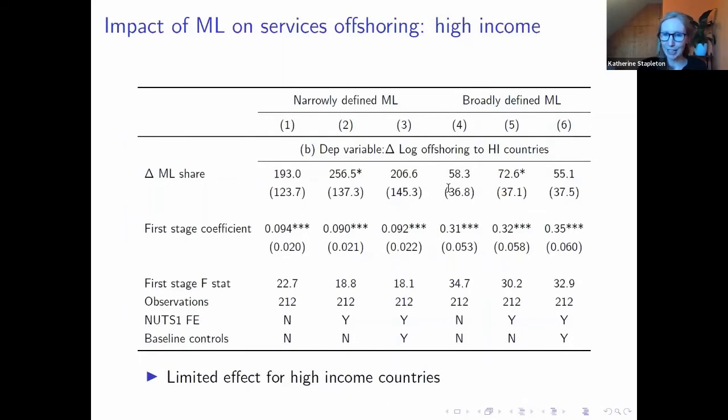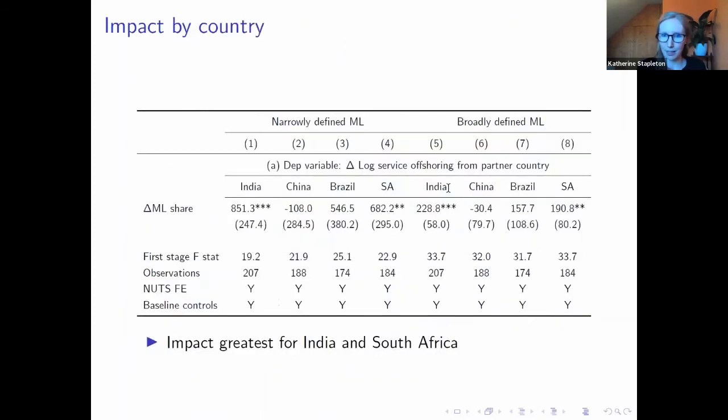Then in terms of high income countries, this is the same regressions, limiting the sample only to imports from higher income countries, and there's very limited effect. Then this is looking at the UK's four largest import partners in low and middle income countries. And we see the result is strongest for India on the left, but also some signs of an effect for South Africa, whereas no impact for China and Brazil. These results are also consistent across industries and firms as well.